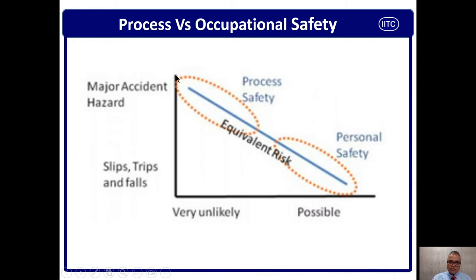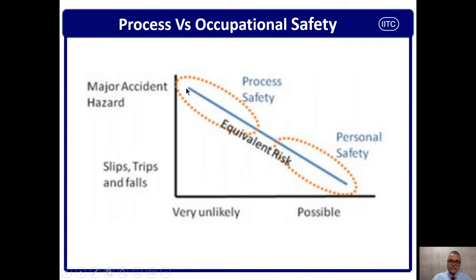If you see this graph, this is the y-axis, this is the x-axis. Here in this y-axis you have got MAH, major accident hazard. Hope you are able to see my cursor, and down below is slip, trip and falls. So this is the accident category, and in the x-axis this is the likelihood or frequency. In the beginning, this is unlikely or very unlikely, and there is a high possibility.